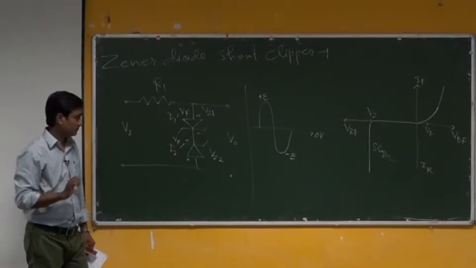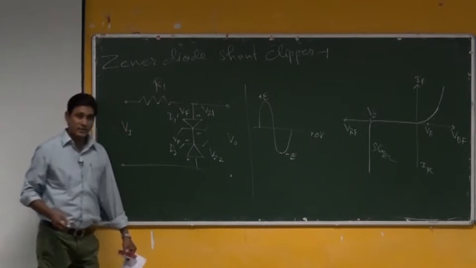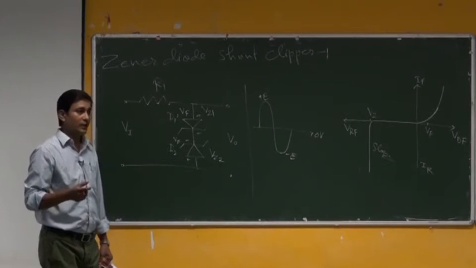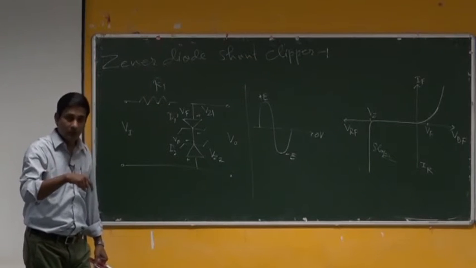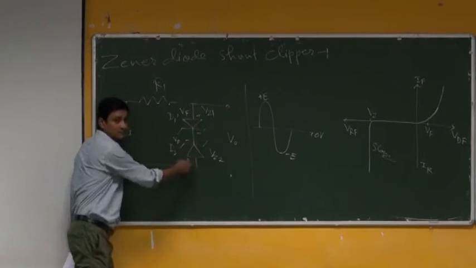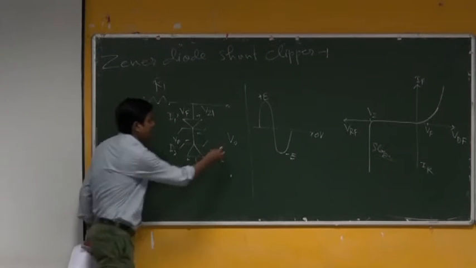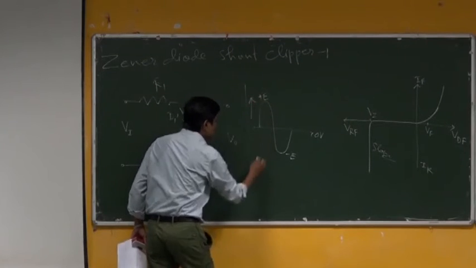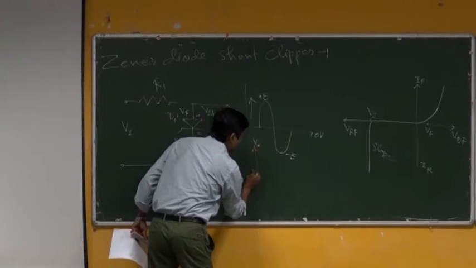Okay. Now let me start the discussion here, where I will be equivalently incorporating the potentials coming across these terminals, so that I can define the output voltage V0 with respect to the input voltage Vi.